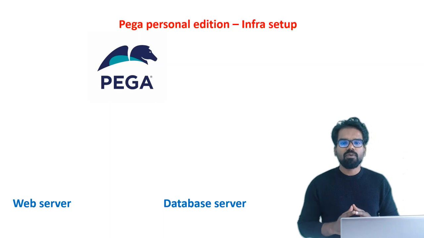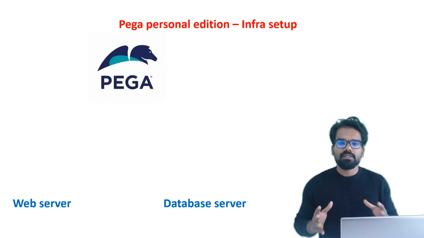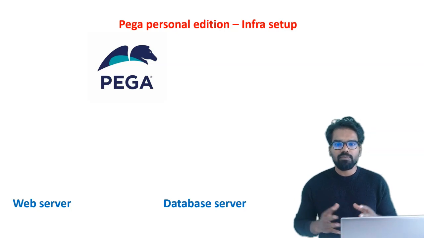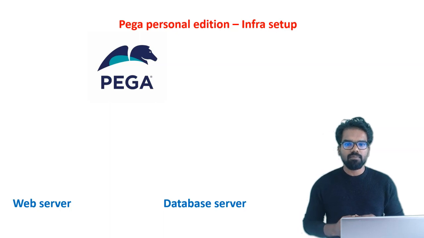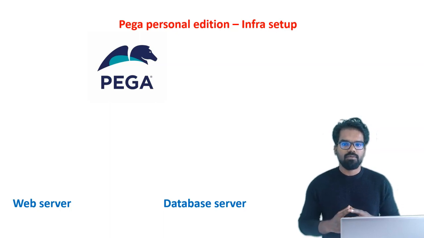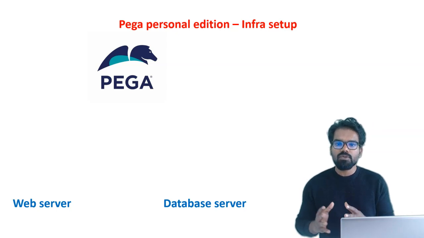In this video, we will look into different configuration files that we use within the Pega Personal Edition infra setup. In the last video, we saw the steps that help to download and install the Personal Edition. We also saw that to run any Pega application, you need two types of servers. One will be a web or an application server, the other will be the database server. So definitely for a Pega Personal Edition also, you will be needing the two servers here.